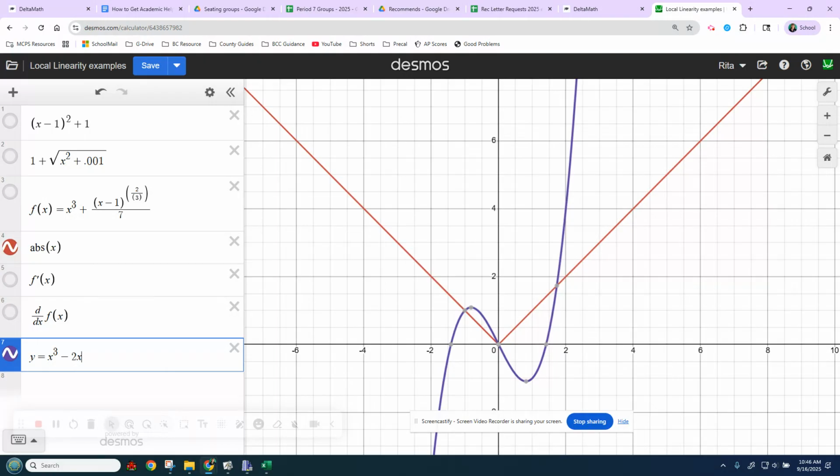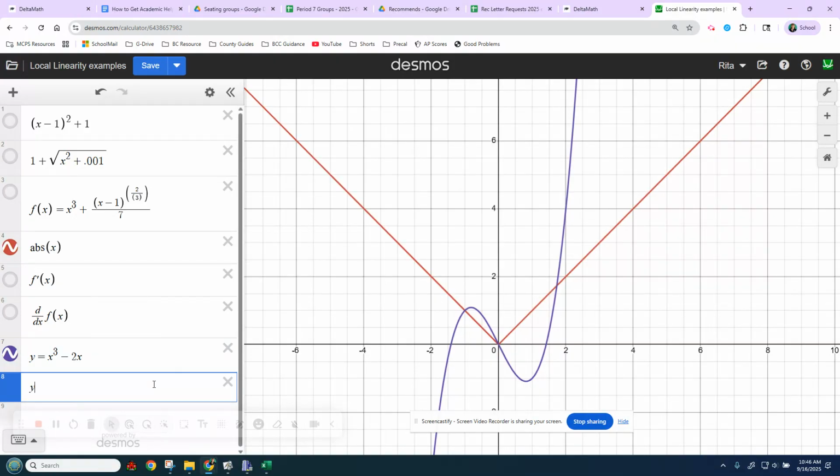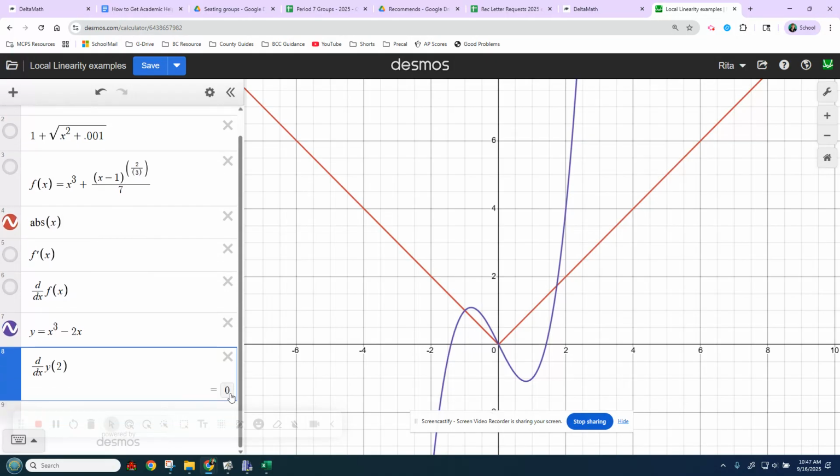And if I wanted, let's see, y prime, let's see if it'll let me do this, at 2. Nope. Try dy/dx of y at 2. It's saying the slope is 0, so you can evaluate at a tiny little spot.